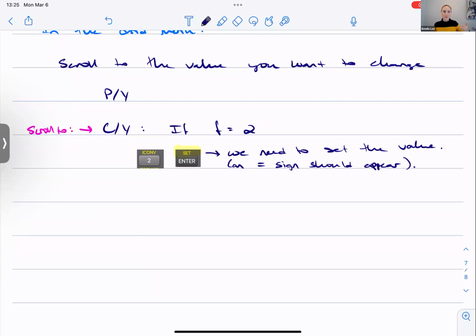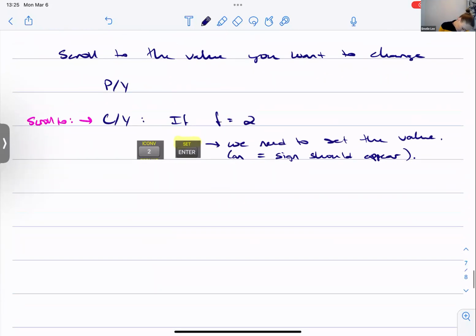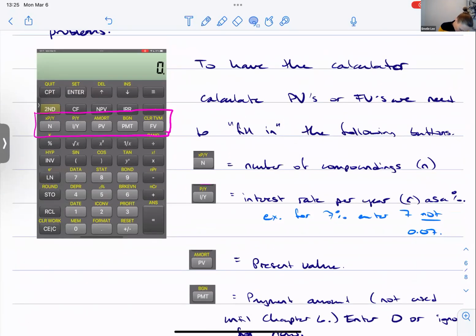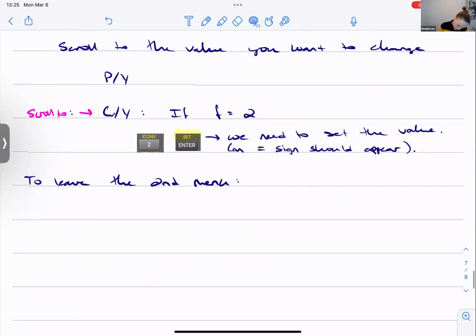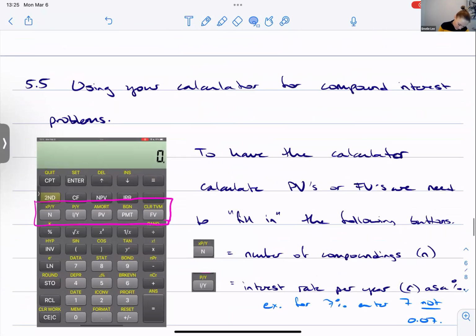And then to leave the second menu, you're gonna go second, copy, paste.